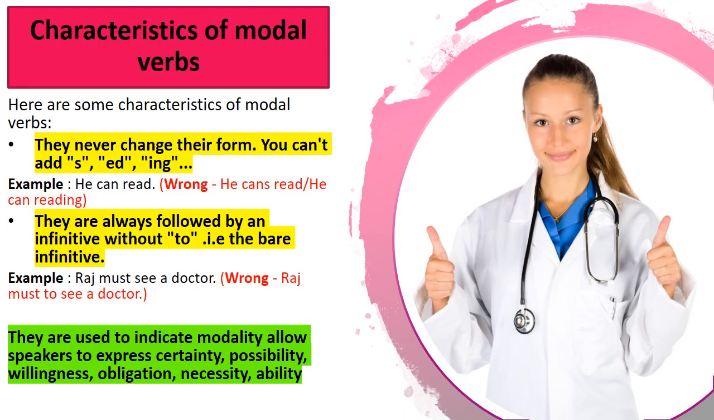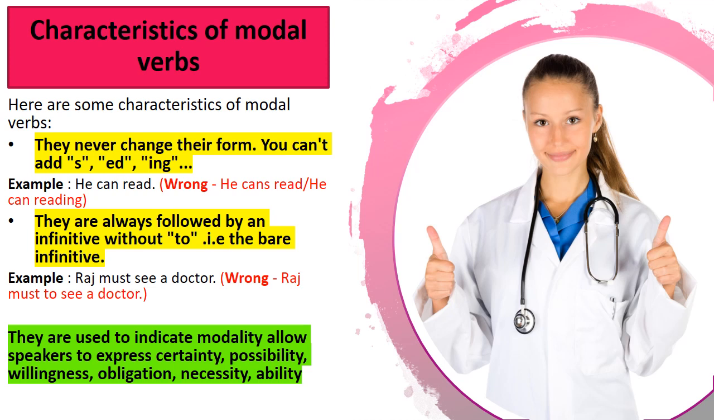Now students, let us learn some characteristics of modal verbs. Here are some characteristics of modal verbs. Modal verbs never change their form. You cannot add s or es or ed or ing to a modal verb. For example, he can read. We cannot write he cans read or he can reading. This is totally wrong.